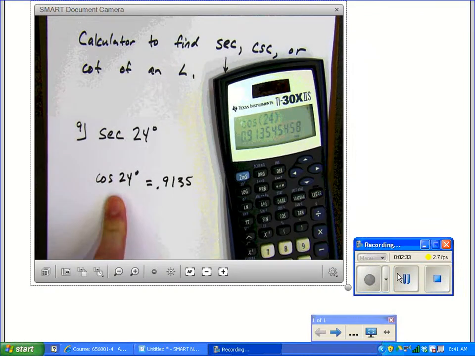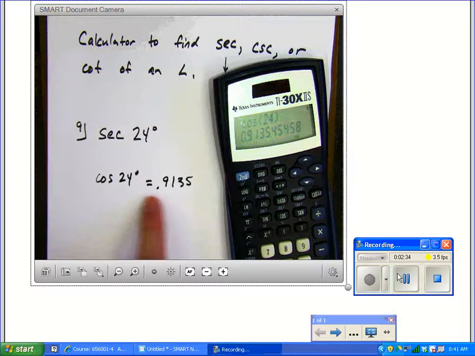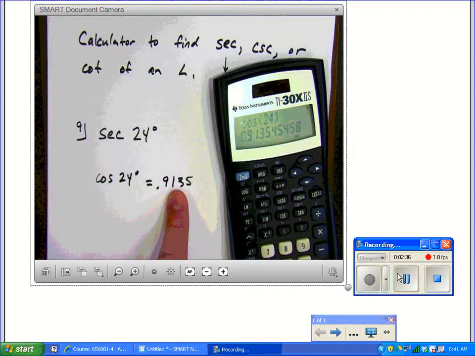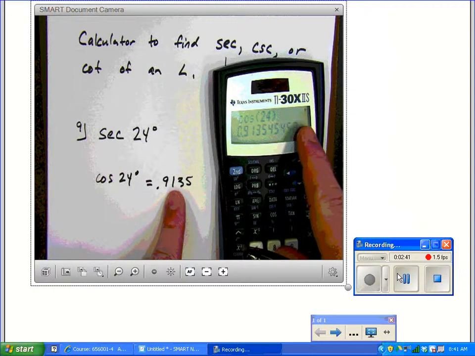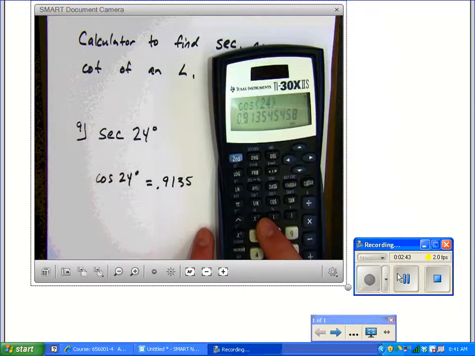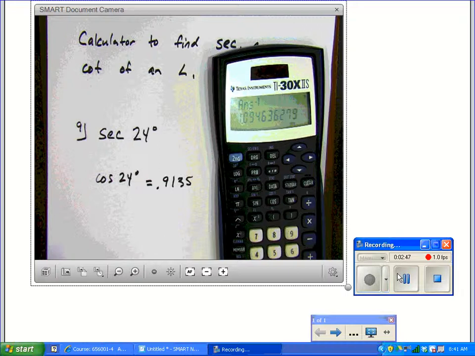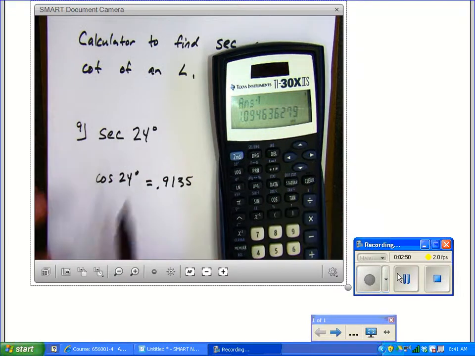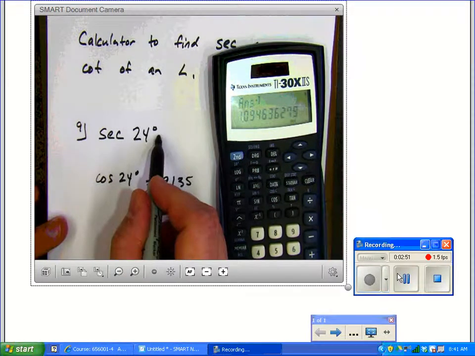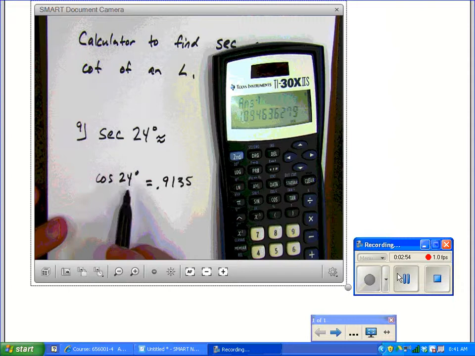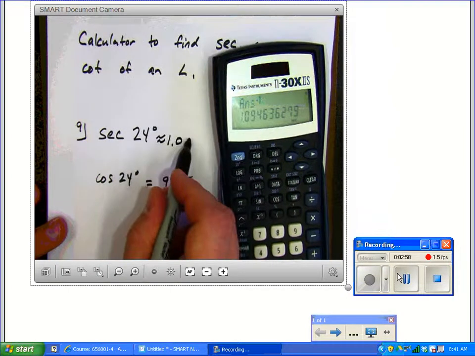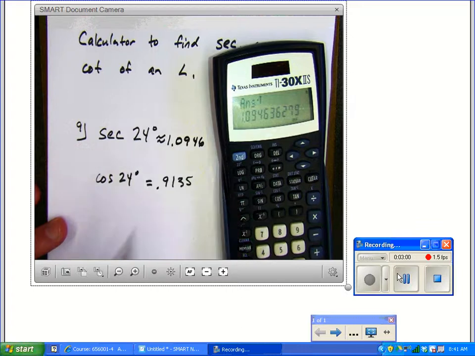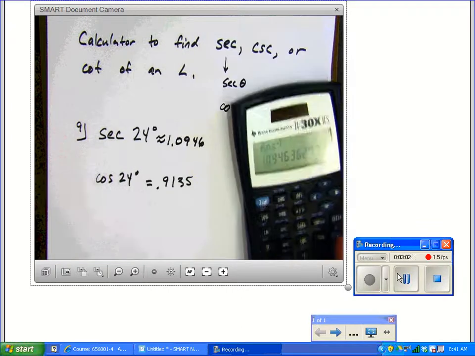Now the secant of 24 degrees would just be the reciprocal of this. So all I have to do on my calculator is take the reciprocal of this value. I push my reciprocal button right there, and it gives me the reciprocal. So the secant of 24 degrees, the reciprocal of the cosine of 24 degrees, is about 1.0946.